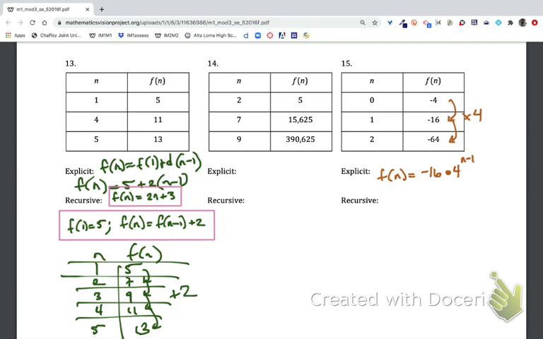For your recursive, define your first term in the sequence, not f of 1 necessarily, but the first term in the sequence. It's negative 4. And to get every next term, take the one right before it and multiply by 4. Hopefully this helps. Let me know if you have any questions.